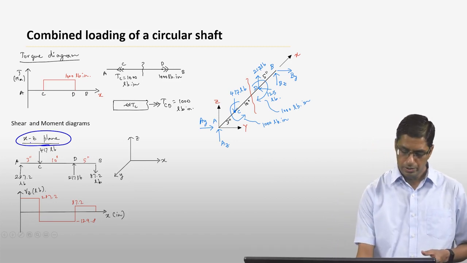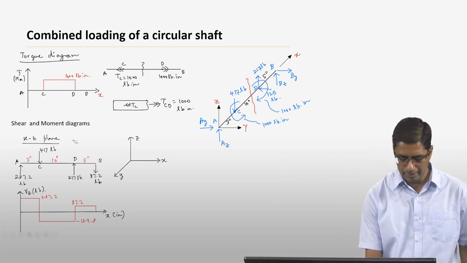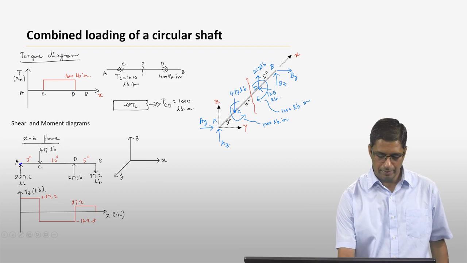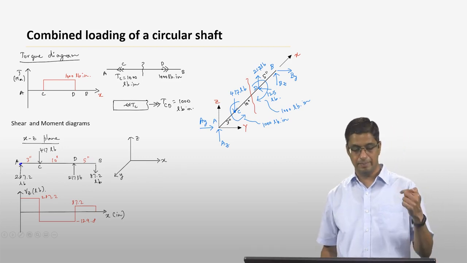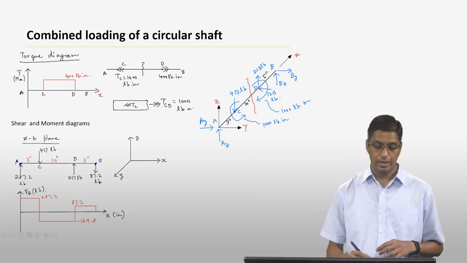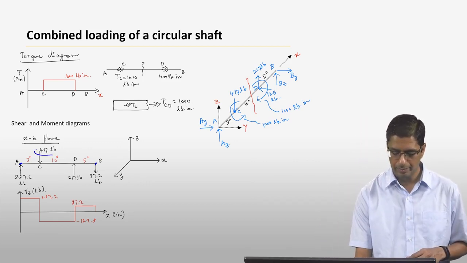Okay, so if you look at the xz plane, you have a reaction of 287.2 pounds at point A. You have a reaction at point B that is in the minus z direction, okay, that is 87.2 pounds. And you also have two external forces, 417 pounds here and 217 pounds there.